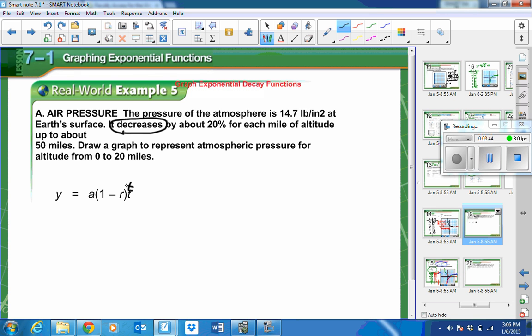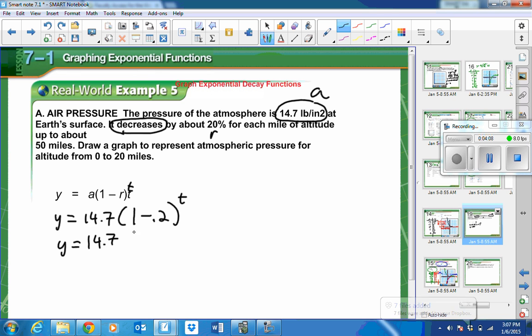So we're starting off with the same formula that we had last time. That T should be in the exponent spot. And so we're saying our initial amount in this is 14.7 pounds per square inch, so that's A. This is our rate. So we have 14.7 times 1 minus 0.2 to the T. So if I simplify this, because this is a little easier to do than the last one, we have that our base in this case is 0.8, and so it's between 0 and 1, which is what makes it decay.